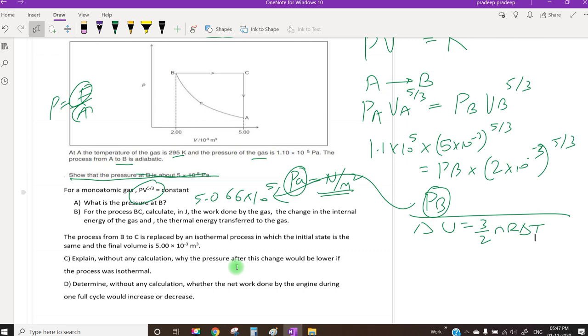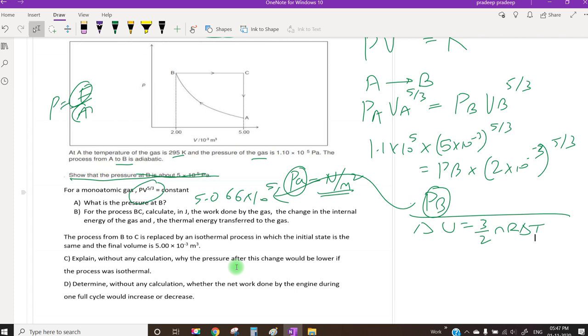Smera, are you getting the same answers? Yes, sir. But in the question it was given that the pressure at B is about 5 into 10 raised to 5, so I used that value instead of the 5.066. That is fine, that is okay. I got work done 1,500, change in internal energy 2250, and thermal energy transfer is 750.